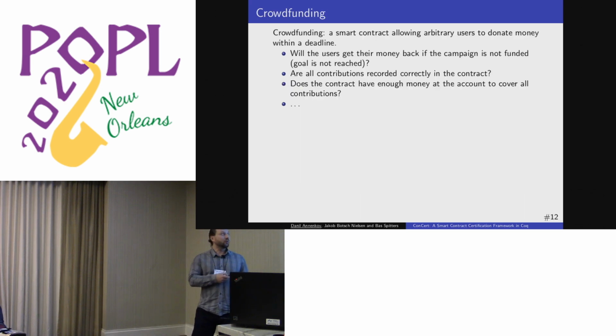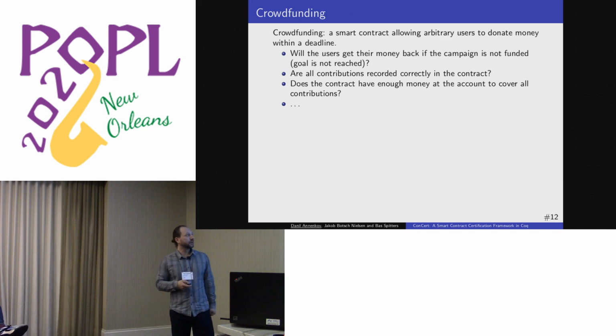Okay, so I showed you a little bit of just functional programming code, and of course we also benchmarked our framework on verifying properties of smart contracts, and specifically we verified a crowdfunding example. Basically, it's a smart contract allowing arbitrary users to send in some money, and within a certain deadline a certain goal should be reached. If the goal is reached, then of course the money can be transferred to the owner of this contract. If it's not, then people who donated money can potentially get it back.